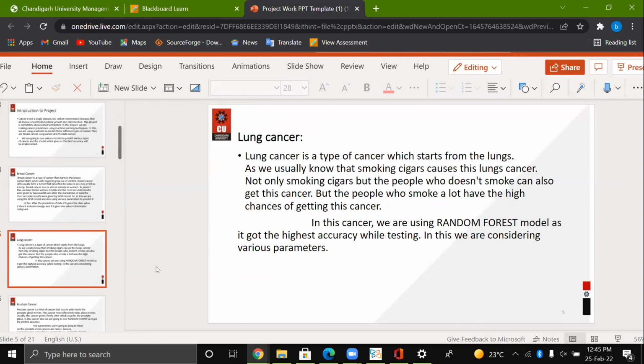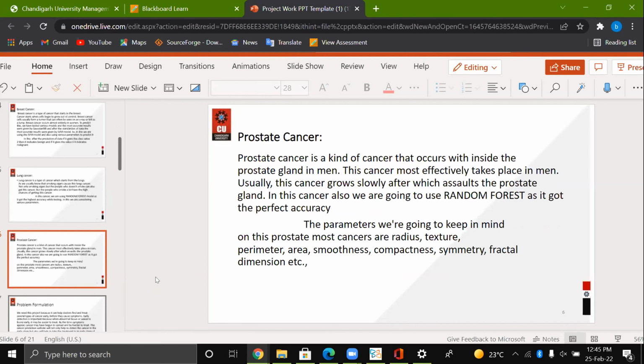Lung cancer is a type of cancer which starts in the lungs. As we usually know, smoking cigars causes lung cancer. Not only smoking cigars, but people who do not smoke can also get this cancer. But people who smoke a lot have high chances of getting it. For this cancer, we are using the random forest model as it got the highest accuracy while testing. Here, we are considering various parameters.